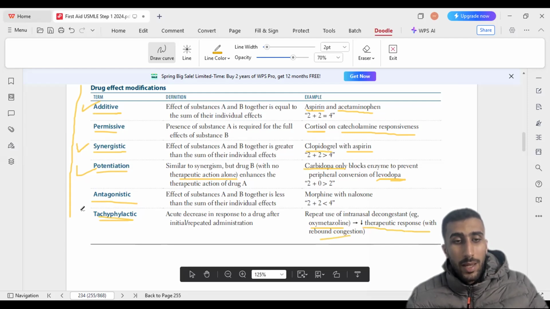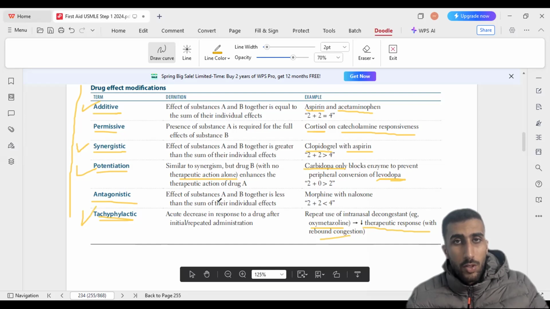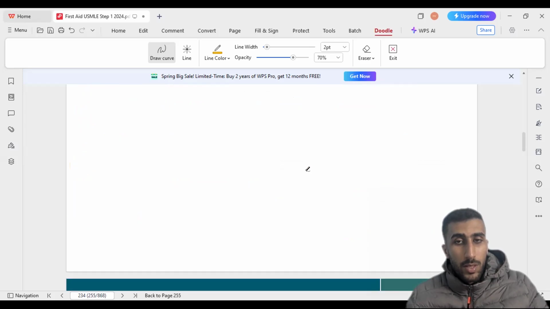This is tachyphylaxis. Tachyphylaxis means an acute decrease in response to a drug after initial or repeated administration. So after initial or repeated administration, you get an acute decrease in response after a specific period. For example, our example of oxymetazoline for rhinorrhea or congestion. So you're gonna watch for this tachyphylaxis.